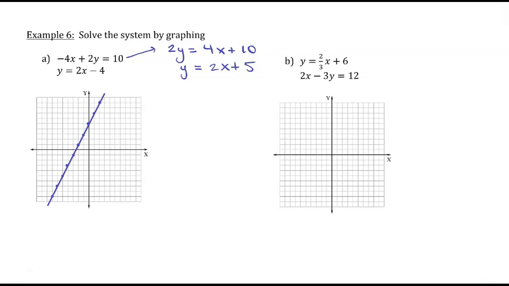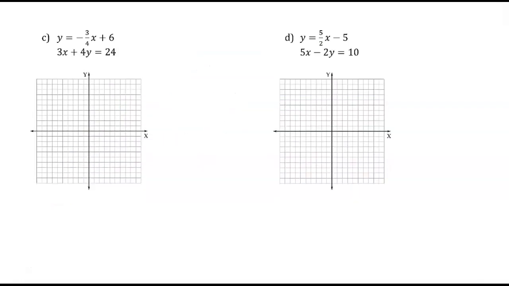Now let's graph the second line. Our second line has a y-intercept of (0, -4), and it also has a slope of 2. These 2 lines are exactly parallel. They have the same slope of 2. They will never intersect, so there are no solutions to this system of equations. This is an inconsistent system with no solutions.